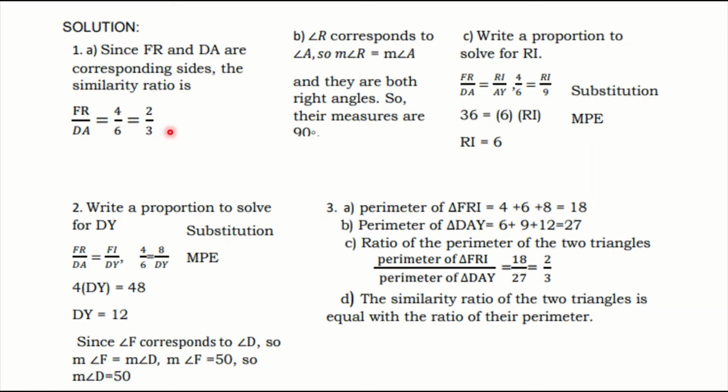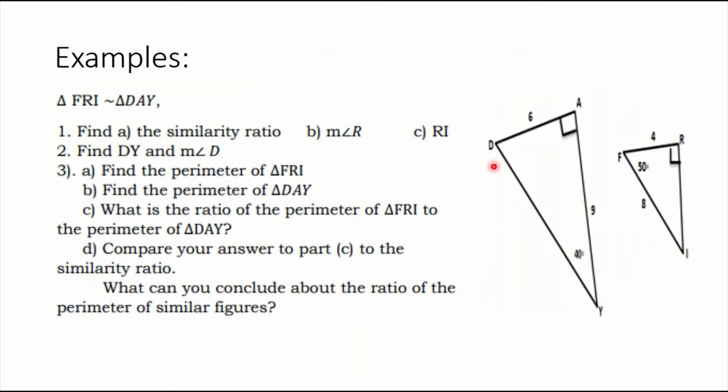Okay, so we got number 1, letter A. How about letter B? Letter B, angle R corresponds to angle A. So, therefore, the measure of angle R is equal to the measure of angle A. So, ito po yun.